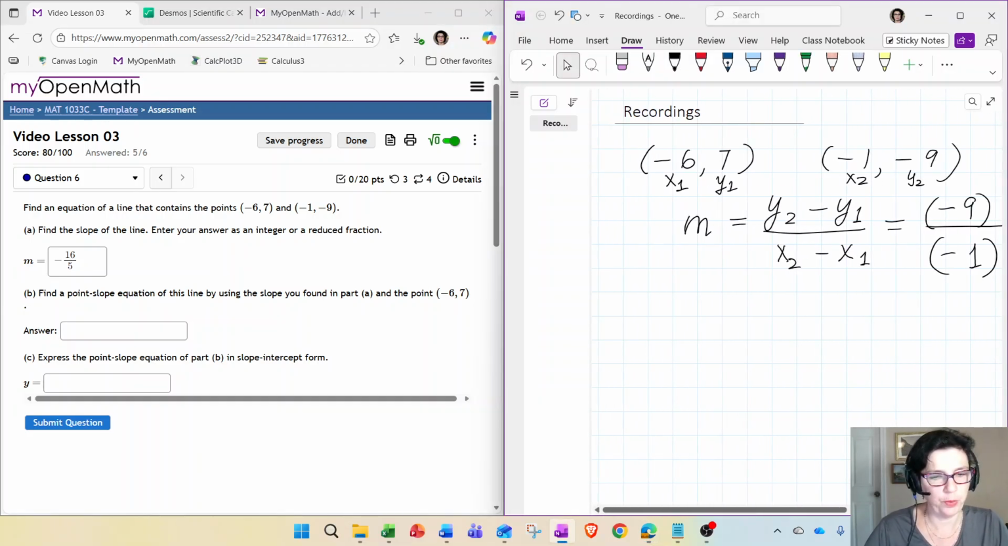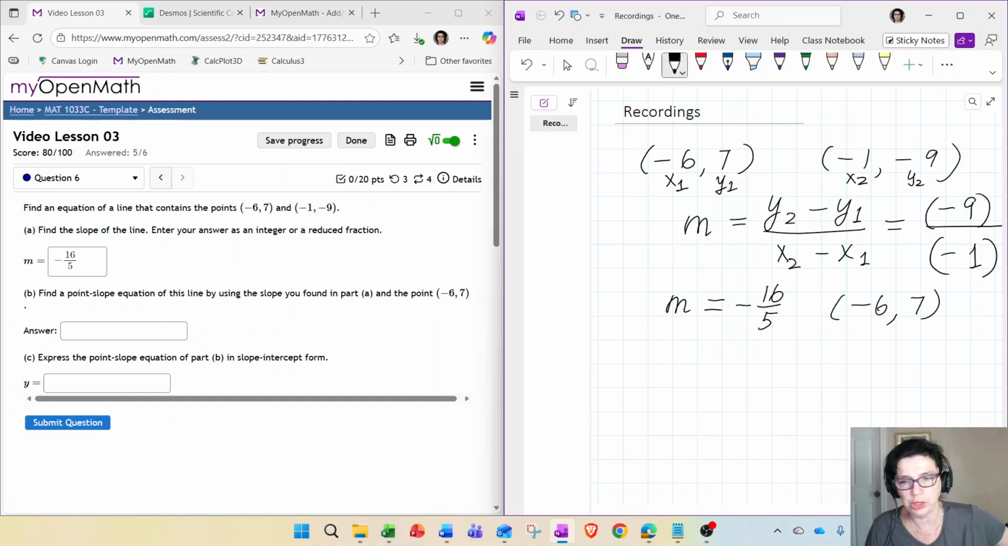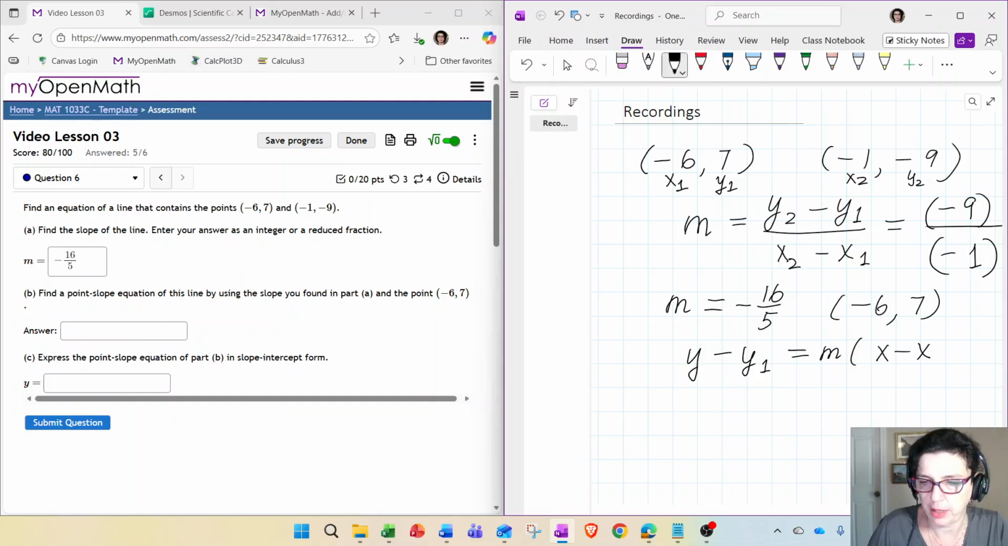All right, next we want to find the point-slope equation using the slope that we just got, which is -16/5, and a point. Well, it really doesn't matter which point, but in this specific case, they want you to use (-6, 7). So ultimately, the answer to part C will not depend on which of the 2 points you chose, but they tell us to use (-6, 7). Okay, so what is the point-slope form? It's going to be y minus y1 equals slope times x minus x1. So let's see if we can substitute what we know.